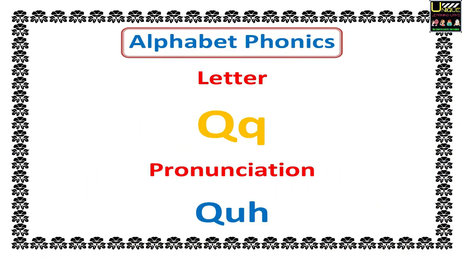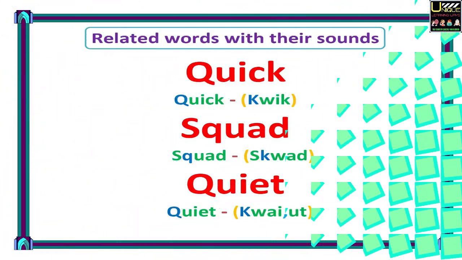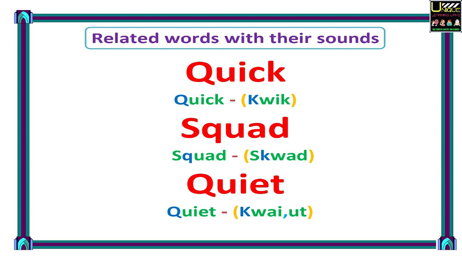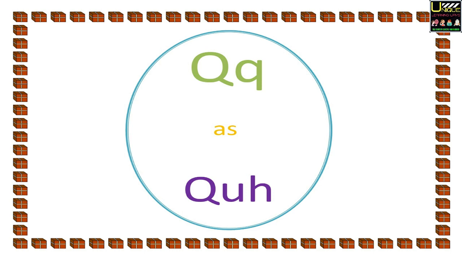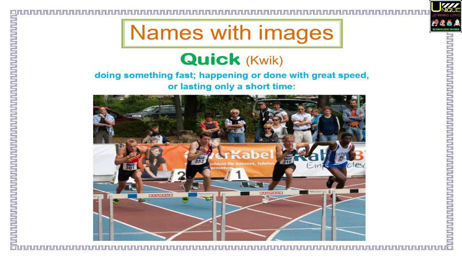Alphabet phonics. Letter Q. Pronunciation: K. Related words with their sounds. Here you can see 3 words with their pronunciation. Quick, squad, quiet. Q as K. Names with images. Here I have a word with its pronunciation, explanation, and an image for you.